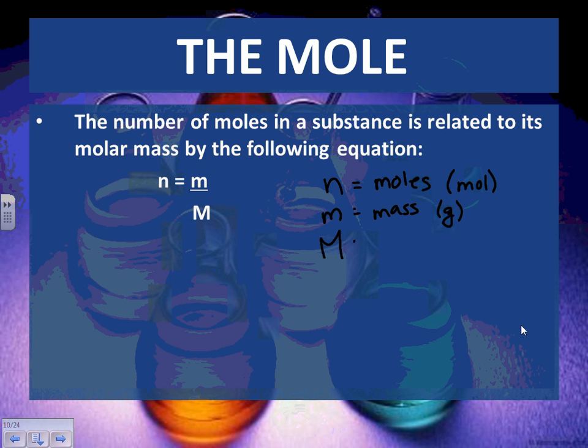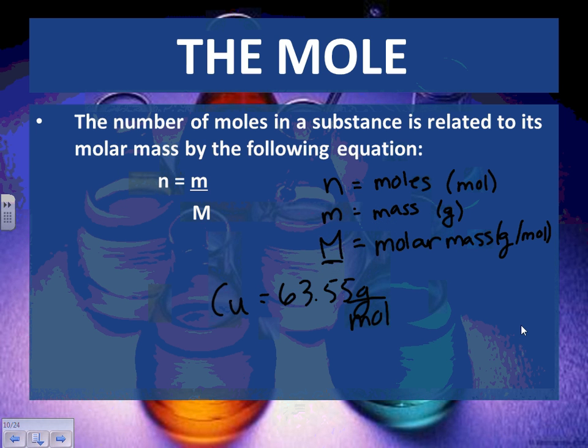Capital M is the molar mass, grams per mole. This value never changes for an element or a compound. The molar mass is always the same. For example, copper has a molar mass of 63.55 grams. That's if I measured out exactly 1 mole of it. I can have a sample of copper that might just be 3 pennies. The mass of 3 pennies is going to be smaller than 63.55 grams. That's this value here, the mass of your actual sample. The molar mass value is unchanging for a particular substance.